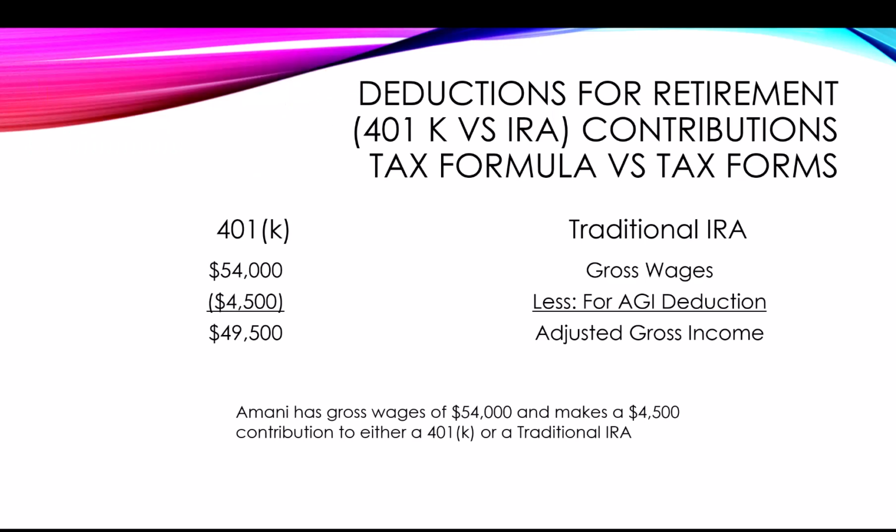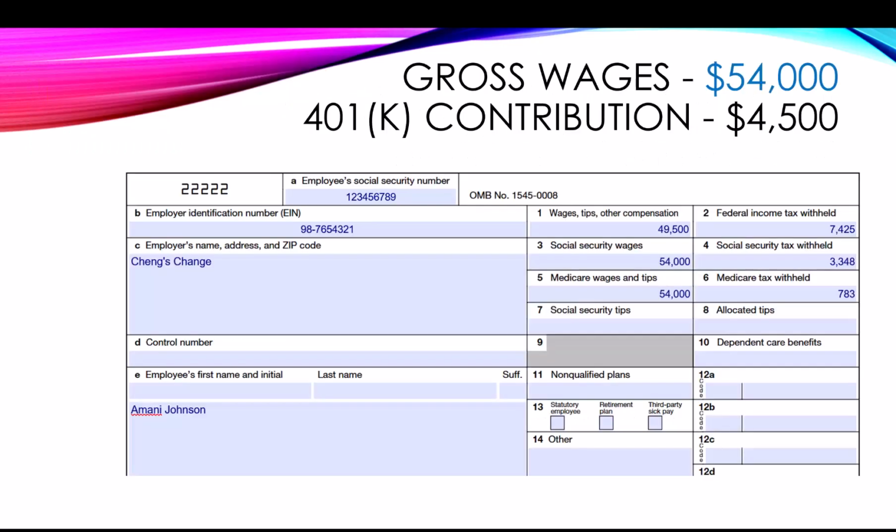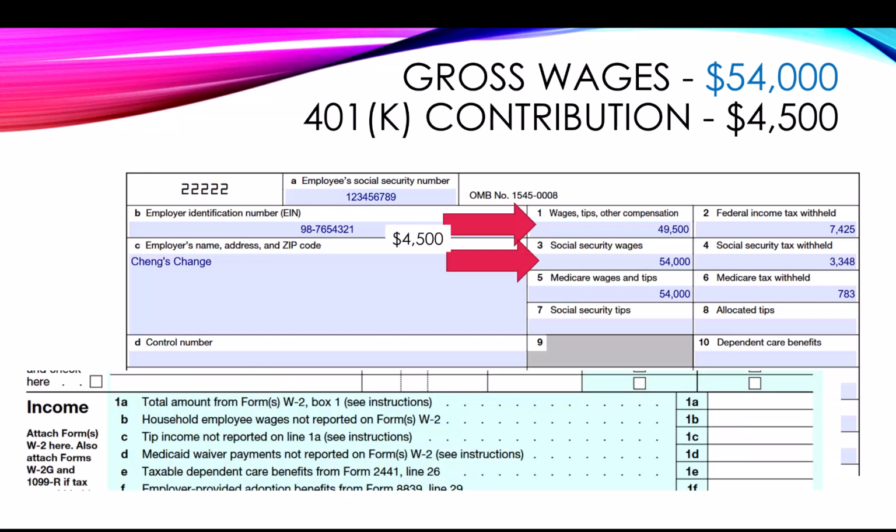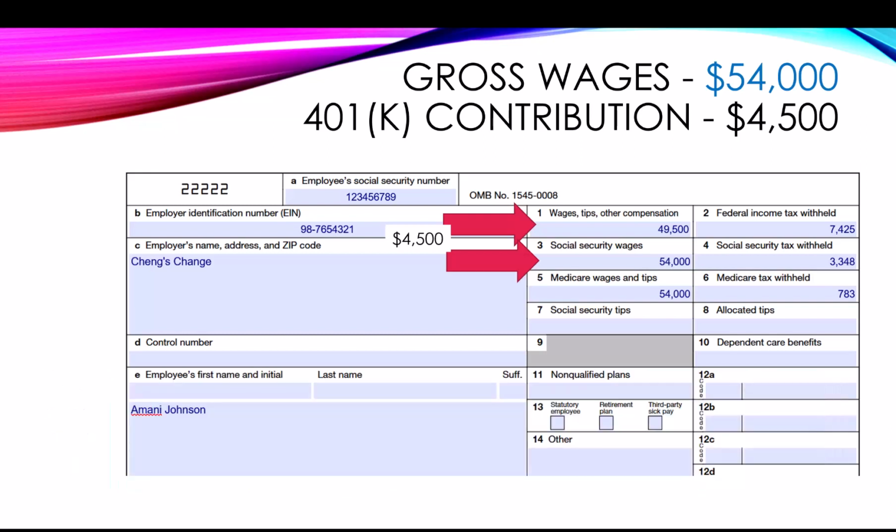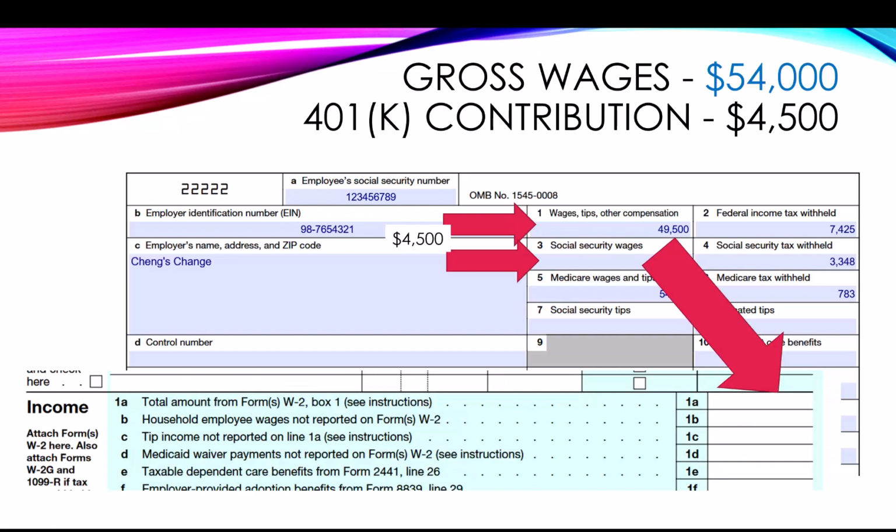While the tax formula looks like this, you should know that the W-2 is going to look a little bit different. In the case of the W-2, since the contributions are being made through the employer, they will only report the net wages, meaning the wages after subtracting out the 401k contributions. We will see the gross wages reported for both Social Security and Medicare purposes. And the difference between these two, that $4,500, reflects the for AGI deduction permitted for 401k contributions. When it comes to reporting this information on the tax return, then, since we don't have gross wages, we're going to report the net difference on 1A.